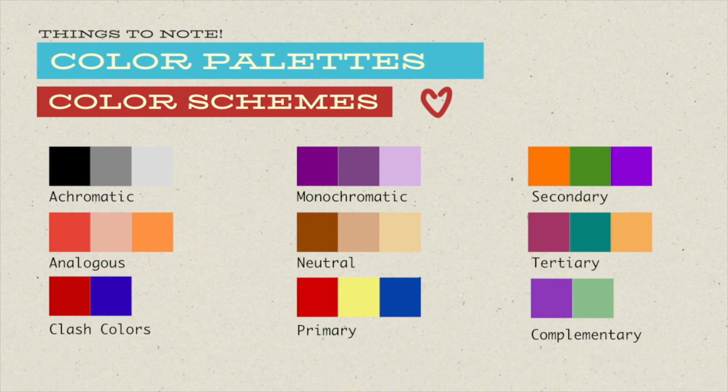And these different schemes aren't necessarily only the colors that you see on the slide. You can combine any color within the color wheel that fits the guidelines for this color scheme. But these are just some that I pulled out: achromatic colors, monochromatic, secondary, analogous, neutral, tertiary, clash colors, primary, and complementary.